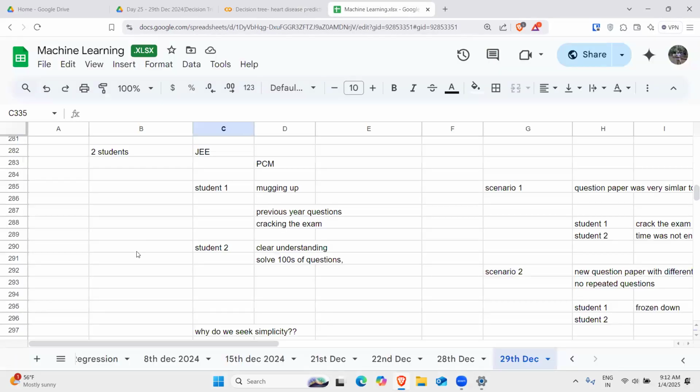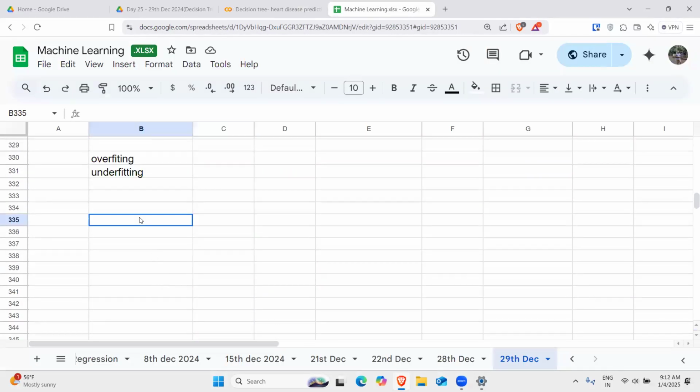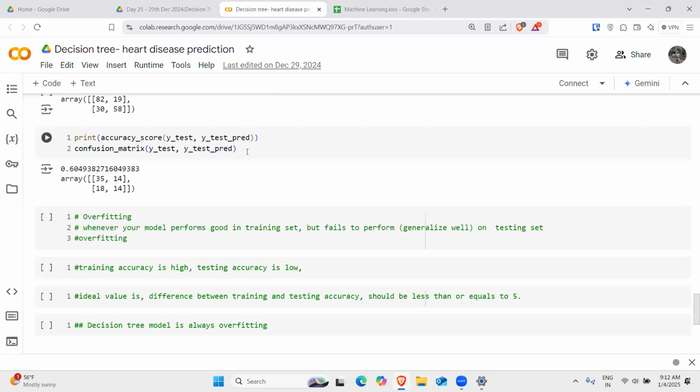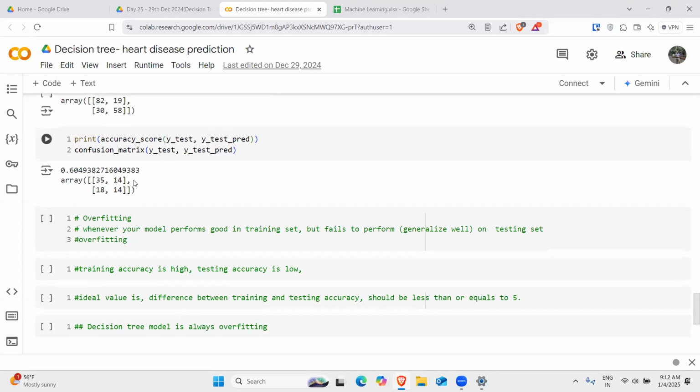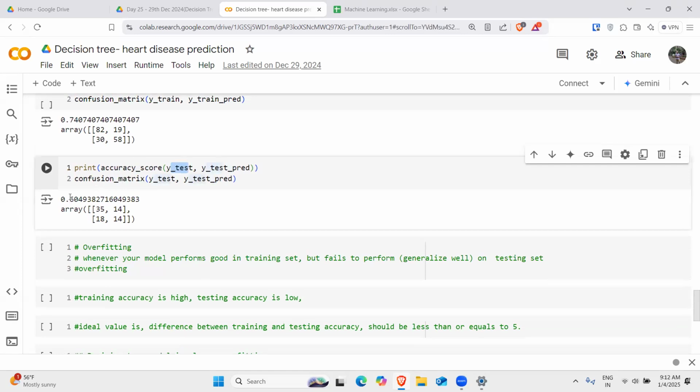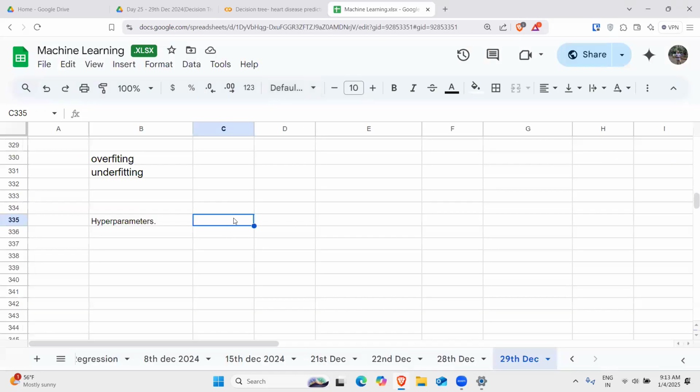Okay. So let's start with the two parts. First is hyperparameters, which we are going to study in today's session. So what are the hyperparameters? You saw the decision tree is not performing well on your testing dataset, right? We are getting only 60% accuracy in the testing dataset, and 74% accuracy in your training dataset. So I can say the model is not performing well on the test data. Yes or no?